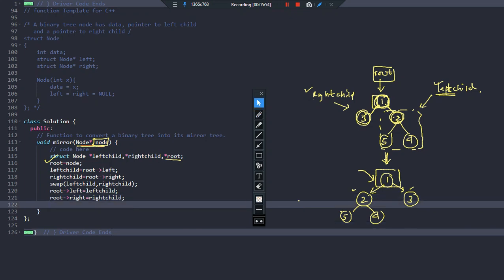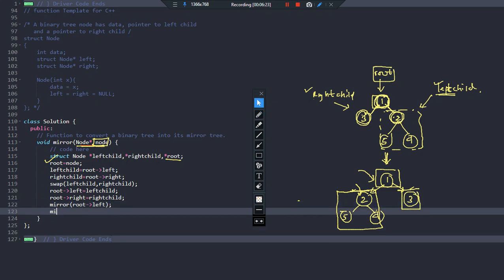How? I will say mirror is a function, and I will call the mirror on root left. So basically it means now perform the mirror image of this. Now find the mirror image of this structure. If I find the mirror image of this structure, this will be my root node, this will be the left child, right child, they will be interchanged, right? And again I'm saying find the mirror image of this structure. So mirror root left, mirror root right.